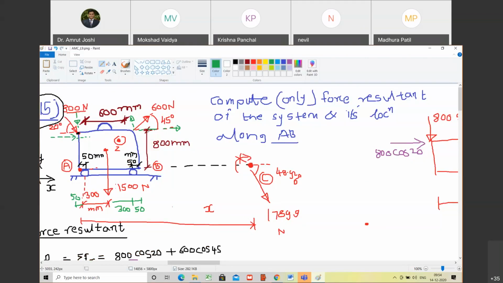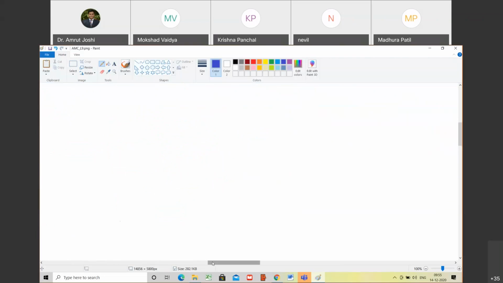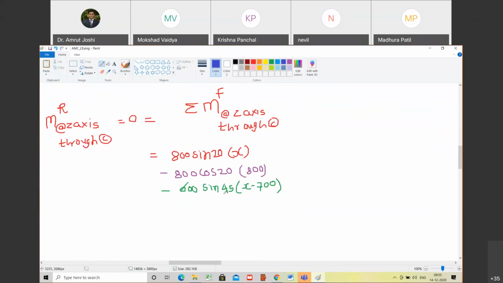ओके अब दूसरा फोर्स कौन सा है? हॉरिजॉन्टल कंपोनेंट 600 cos 45. सो कहां पे एक्ट होने वाला है? यहाँ पे. दिस इज 600. नो, आई शुड यूज डिफरेंट कलर. 600 cos 45. आर यू विथ मी? Yes, sir. Sir, upward you have written sin 40. 45. I hope I have written it correctly in the expression. Yeah, here it is correct.